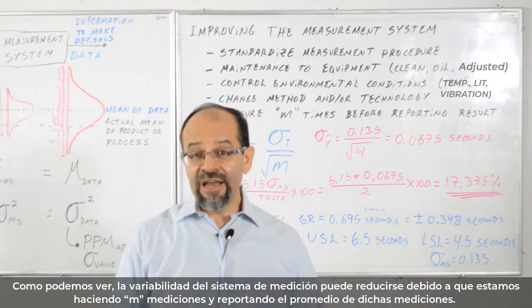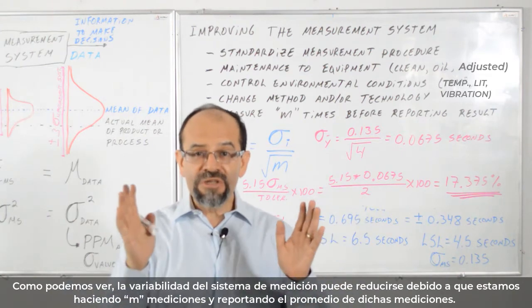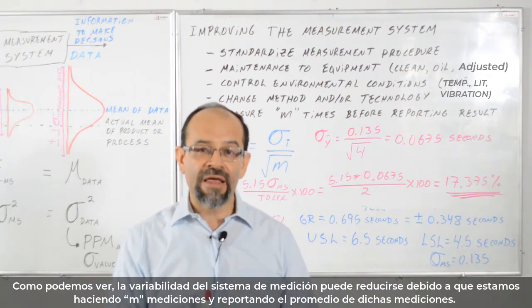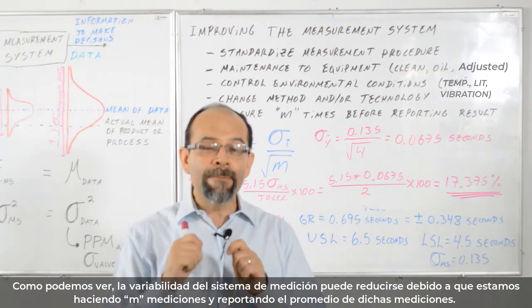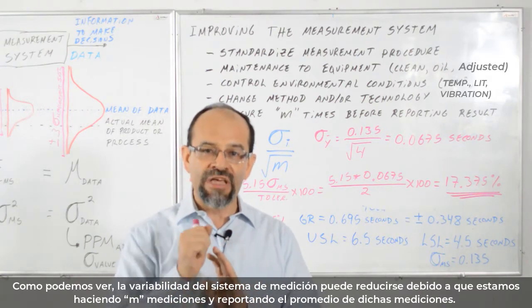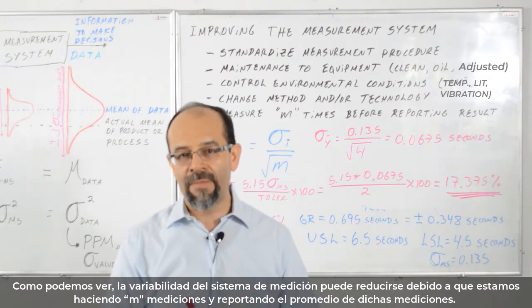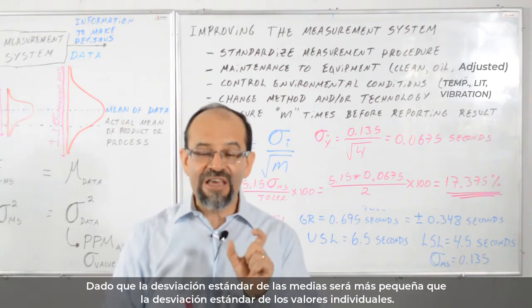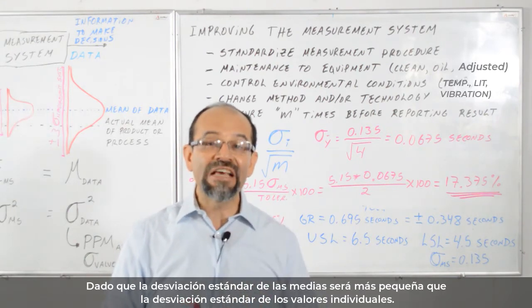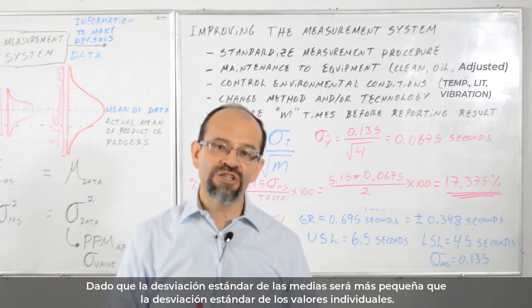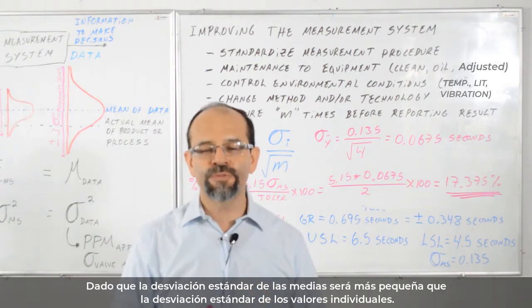As you can see now, the variability of the measurement system can be reduced, and that is because you are doing m measurements and reporting the average of the m measurements. The standard deviation of the means will be smaller than the standard deviation of the individual values.